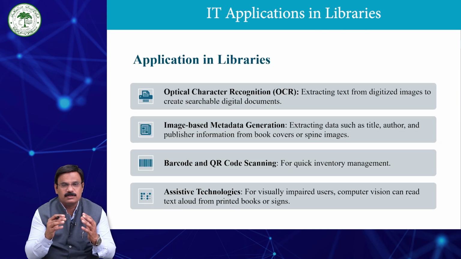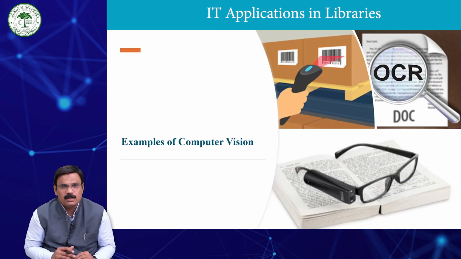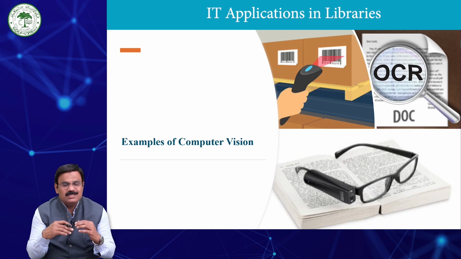Next application of computer vision is barcode and QR code scanning. It is very useful for quick inventory management. Then there are assistive technologies for visually impaired users. Computer vision can read text aloud from printed books or signs. This is an example of computer vision.